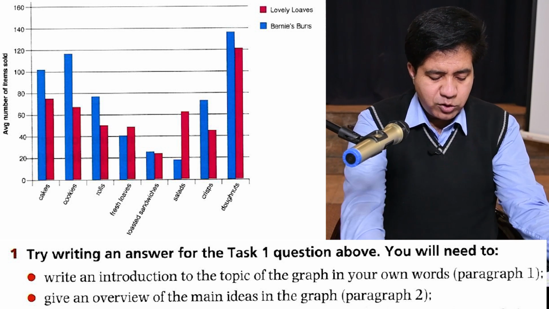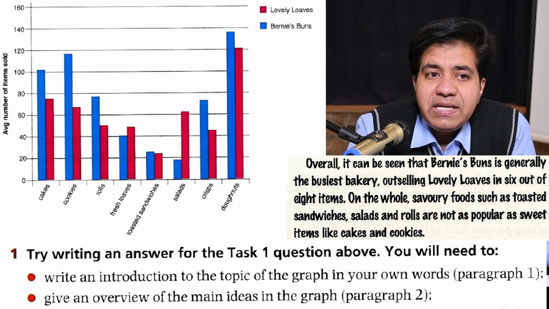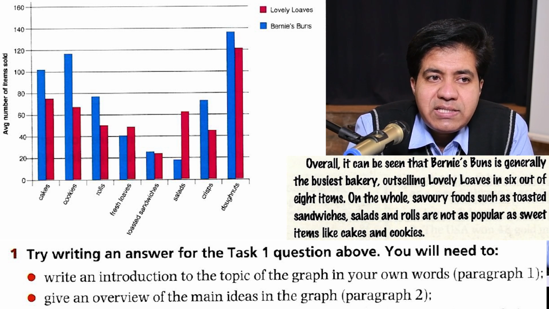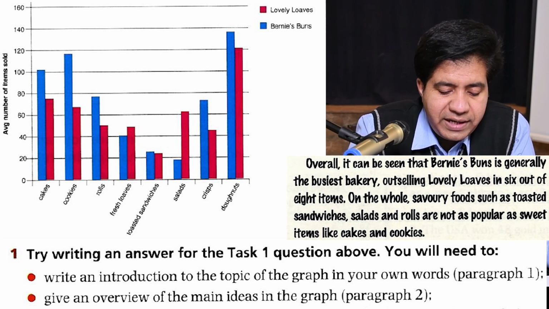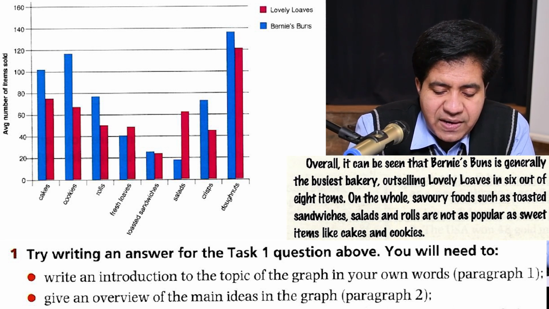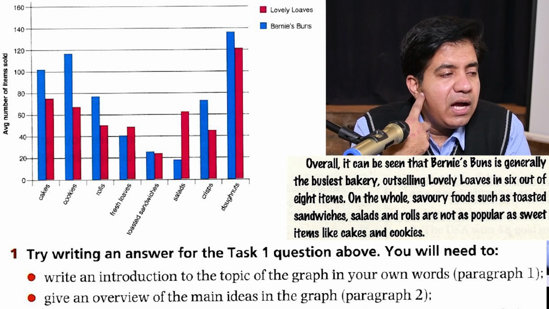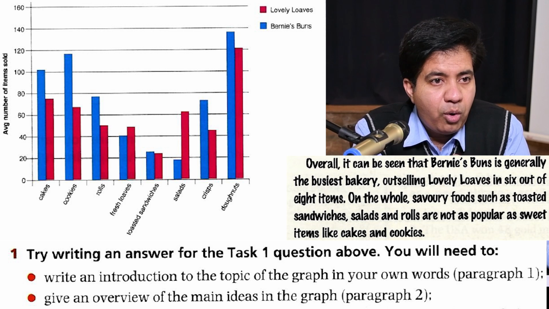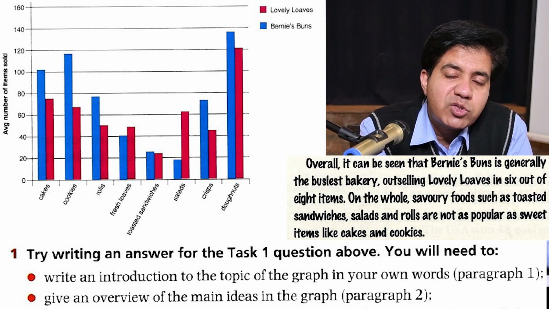If you come back to page 96, please. Overall, it can be seen that, now you can underline this sentence and copy it whenever you write your overview. Overall, it can be seen that Bernie's Buns is generally the busiest bakery, outselling Lovely Loaves in 6 out of 8 items. Is that clear? The outselling means they are selling more in 6 out of 8 items. So this is what we are writing as overview.